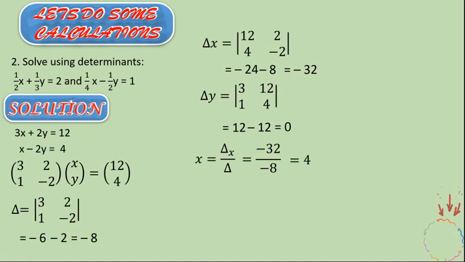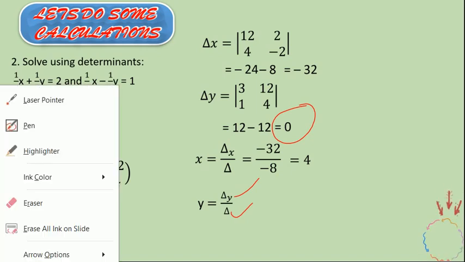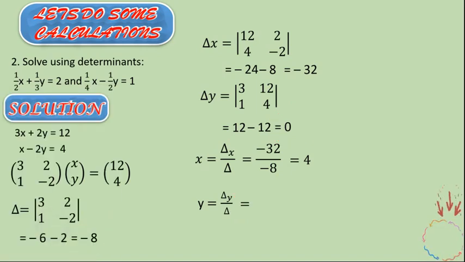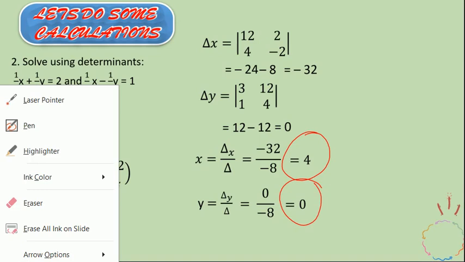So we now repeat the same thing for the value of y. For the value of y, we're going to divide the determinant of y, which we have here is 0. We put it here, and then the determinant itself, we put in this position. So now we're going to evaluate that. We're going to have 0 divided by minus 8. When you divide a 0 by any number, your answer will be 0. So now we've got the value of x is 4 and the value of y is 0. So now we have solved this equation.